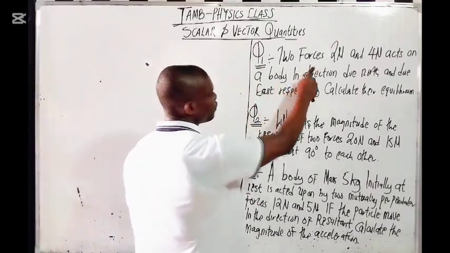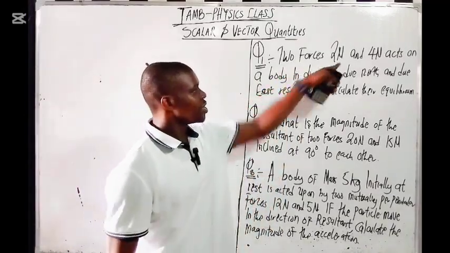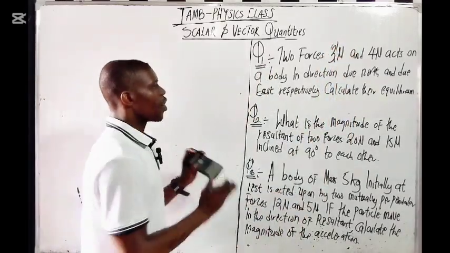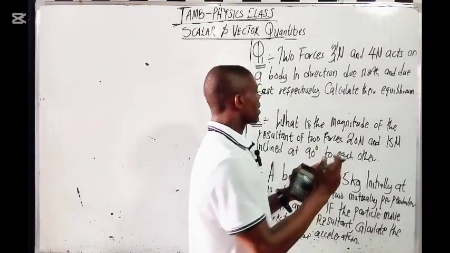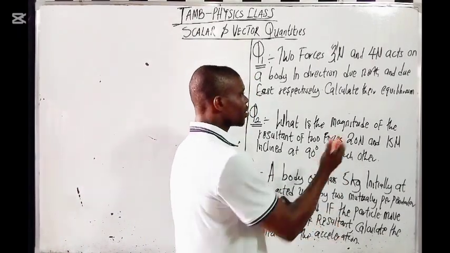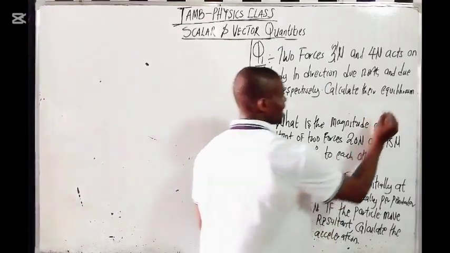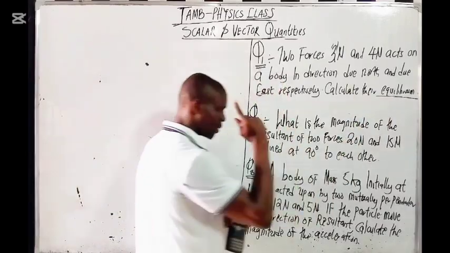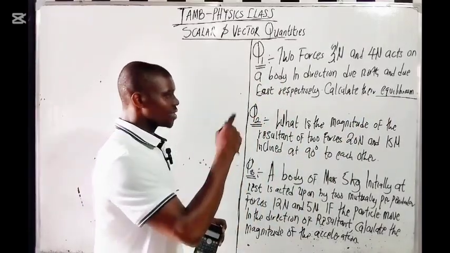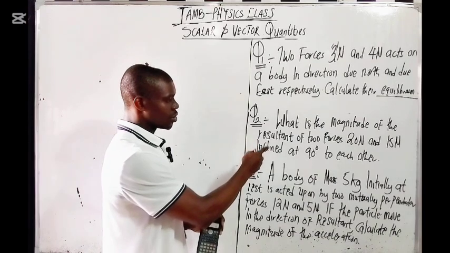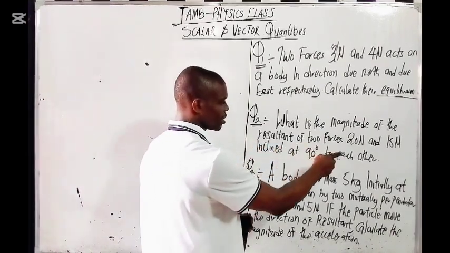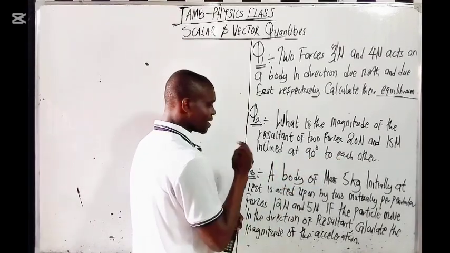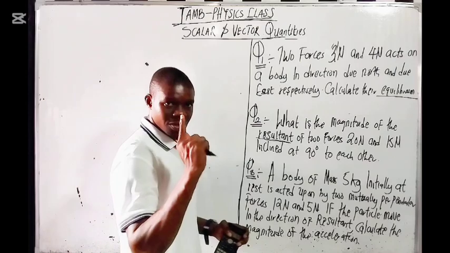The first one: 2 forces, 3 newtons and 4 newtons, act on a body in the direction due north and due east respectively. Calculate the equilibrant. Here they say equilibrant, very important, so pay close attention to this. Let's look at the second question: what is the magnitude of the resultant of 2 forces, 20 newtons and 15 newtons, inclined at an angle to each other? Now they say here about the resultant.